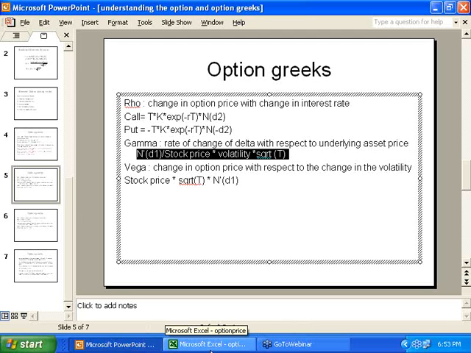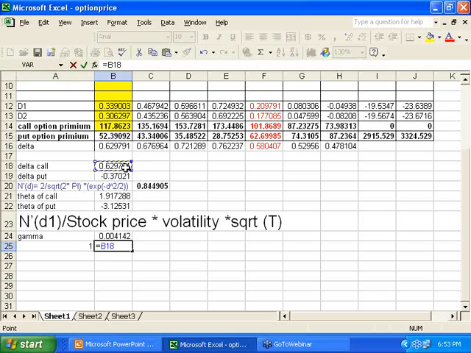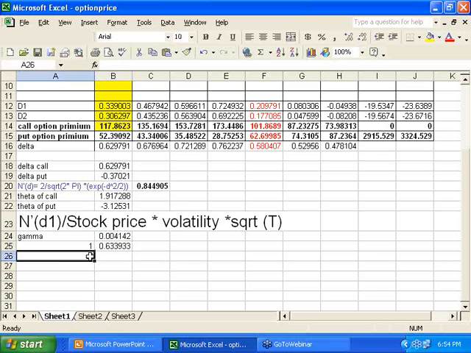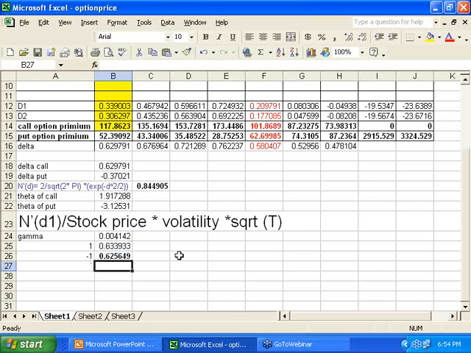So if asset price is getting changed by 1 unit, the delta will change by 0.004142. This says that if the asset is changed by +1, then the delta of the call option, which is here, must be increased by this many. If the asset price is decreased by 1 rupee, then the delta of the call option should fall by 0.004142 in the realistic value term. So this is what it says.